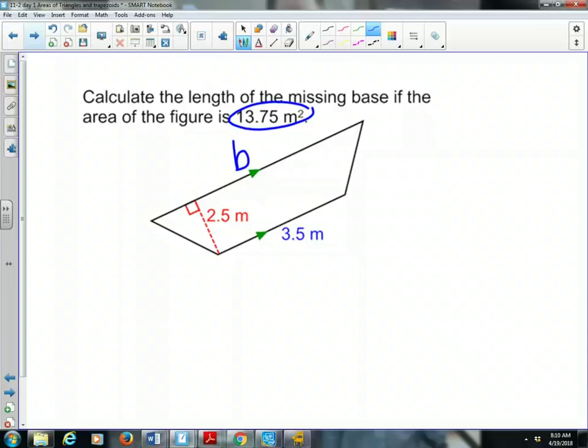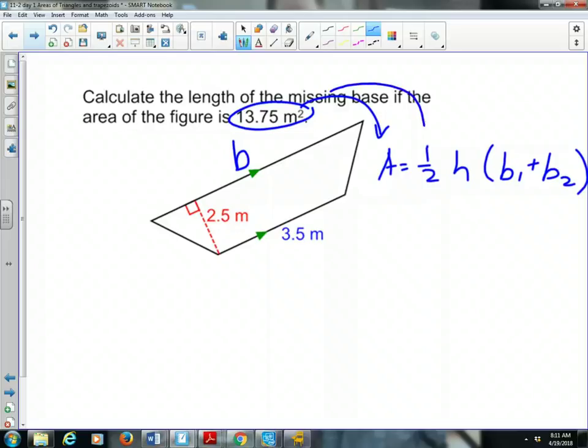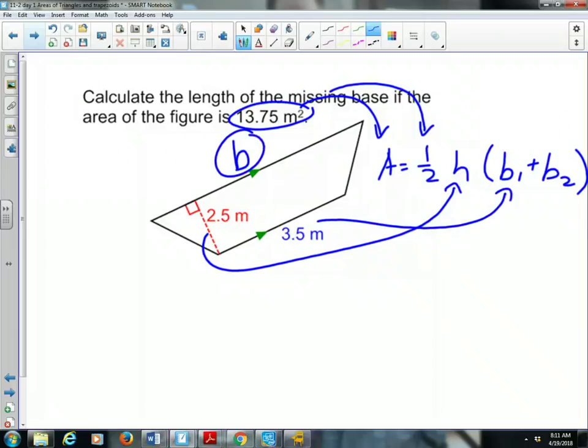So the area of a trapezoid is 1/2 times the height, base 1 plus base 2. I know what the area is. Yes. I know what 1/2 is. Yes. I know what the height is. Yes. I know what one of the bases is. Yes. I just got to find this other one. Hoorah! Let's do this thing.